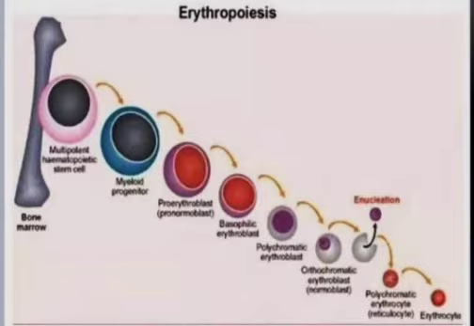The next step is the differentiation of the pro-erythroblast to basophilic erythroblast. I said the next step is the differentiation of pro-erythroblast to basophilic erythroblast. These basophilic erythroblasts are smaller in size than the pro-erythroblast. So they have a diameter of about 15.